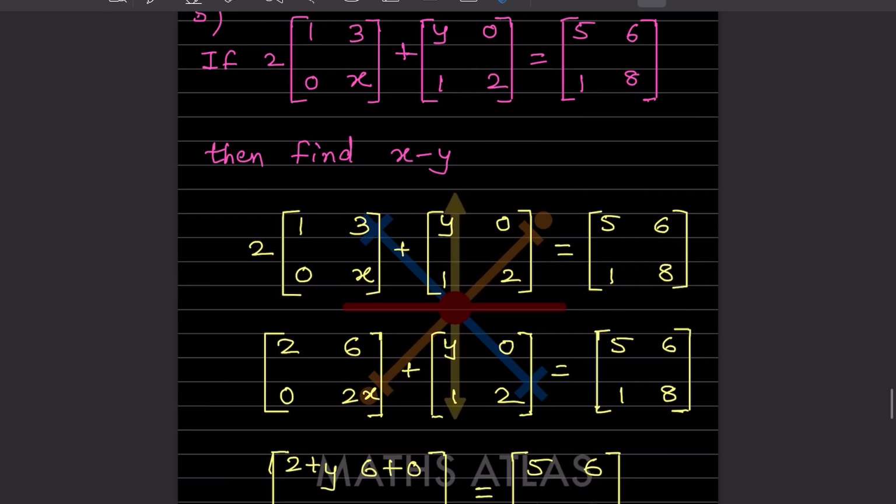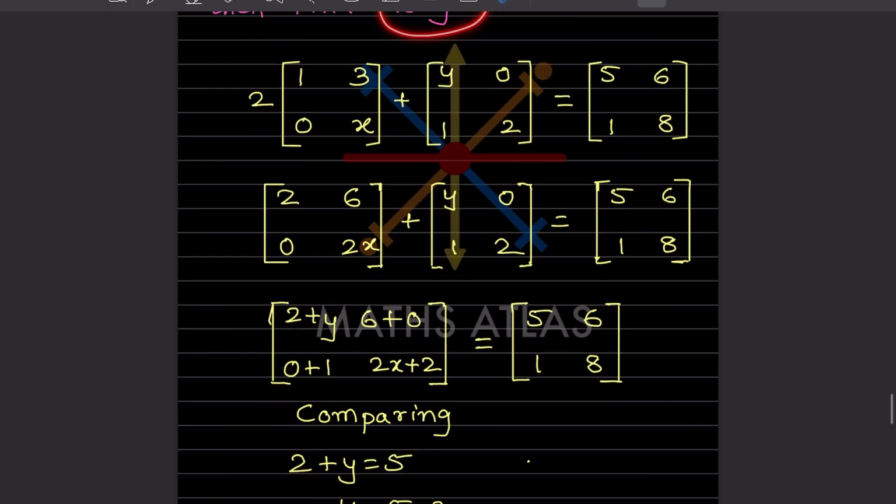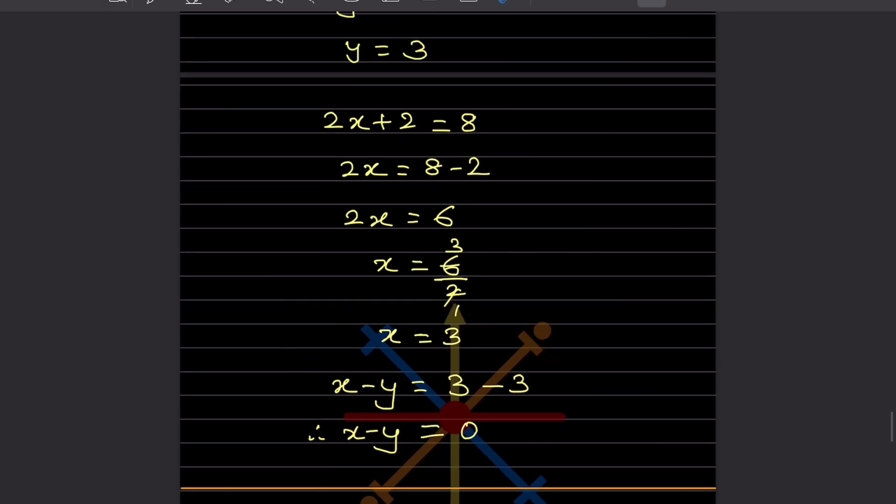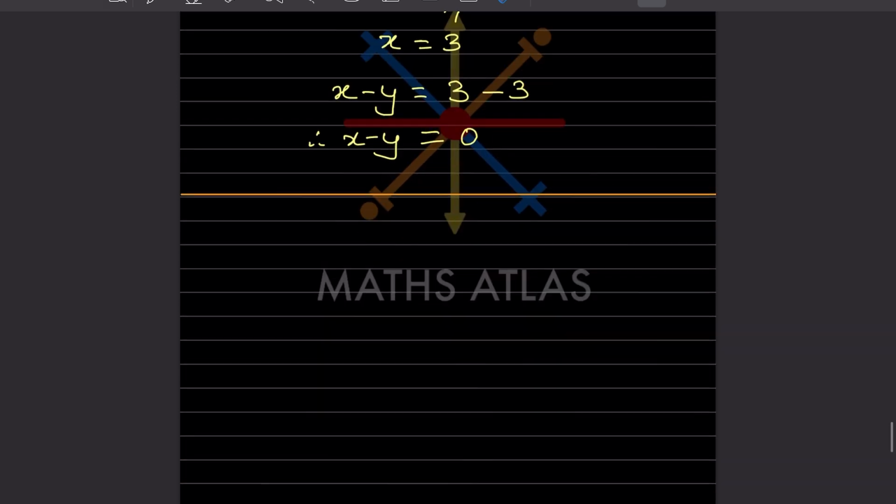So what did they ask here? They asked the value, find x minus y. So x minus y means you will put the value in place of this x, you are going to put 3. Both are 3, 3 minus 3, which is 0. So you will write here 3 minus 3, which is 0. So x minus y is 0.